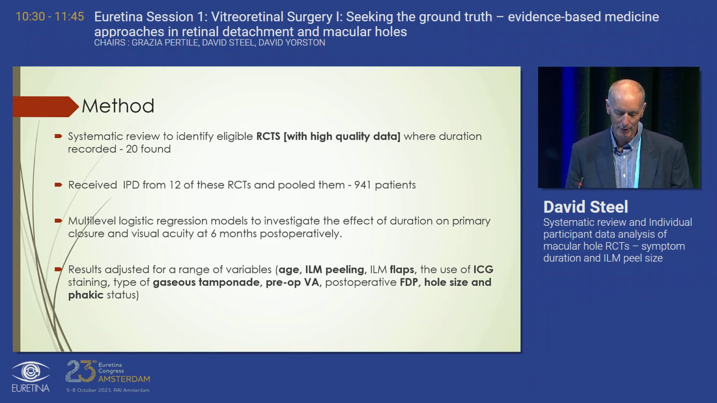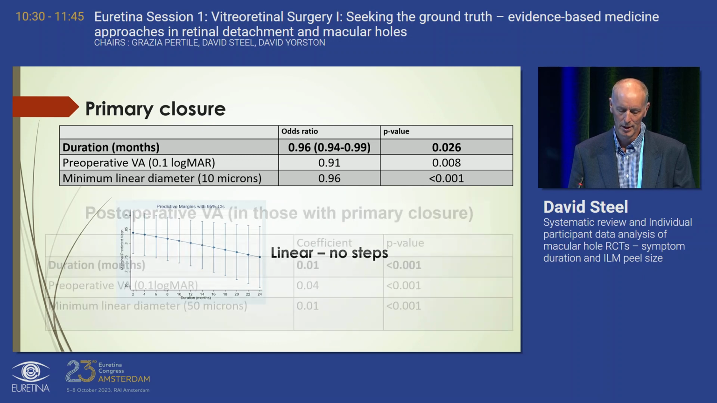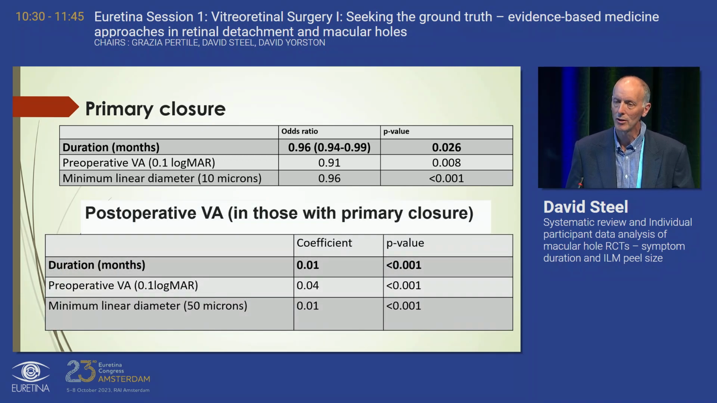We then did a multi-level analysis, again including similar variables as in the face-down positioning one. We found a significant effect of duration on closure, which was equivalent to around a 10 micron increase in macular hole size, which gives you some idea of effect size, and it was linear. We also found a similar effect on postoperative visual acuity, which had a bigger effect of around 50 microns in hole size. So that's becoming more clinically relevant, in that it improves your visual outcome more.